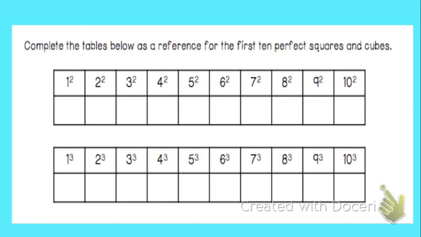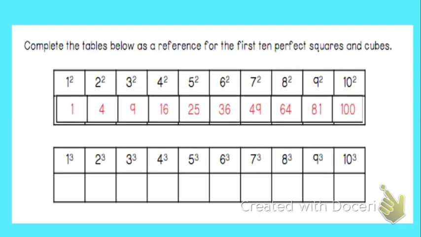Okay, so complete the tables below as a reference for the first 10 perfect squares and cubes. This is something that you should be able to do on your own. Do not use a calculator. If you need to, you can use the multiplication sheet in your notebook. Okay, so this is the answer for squared.